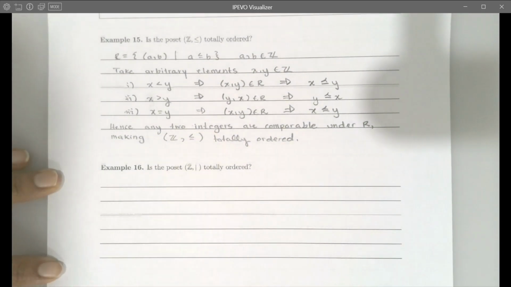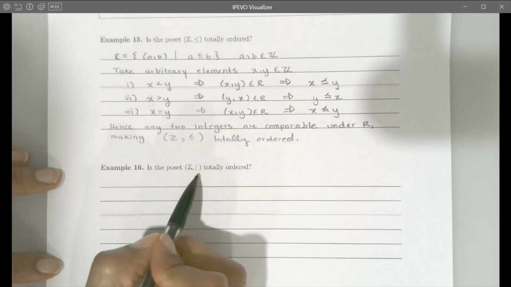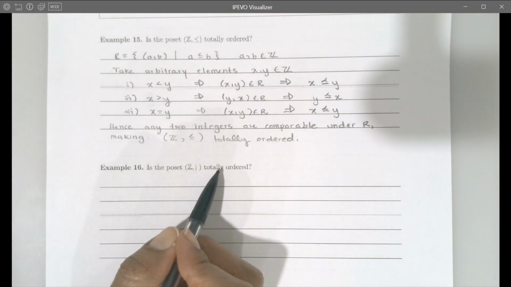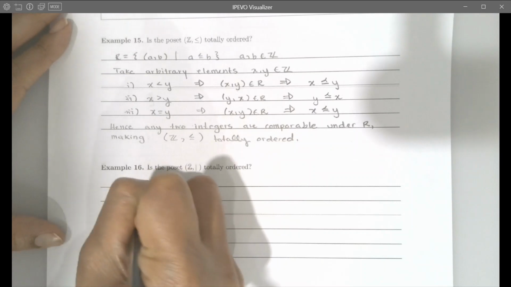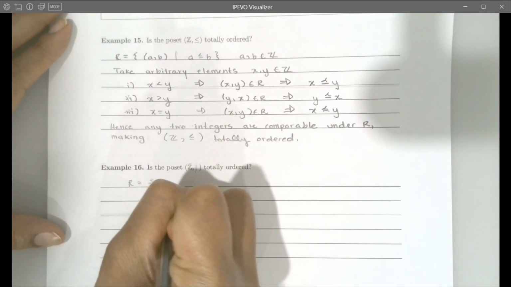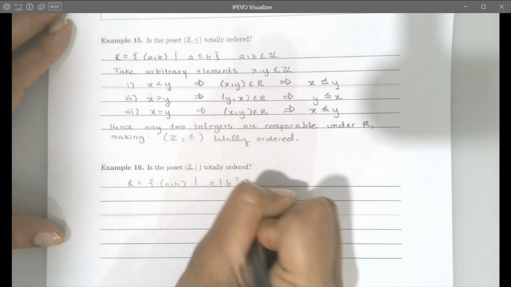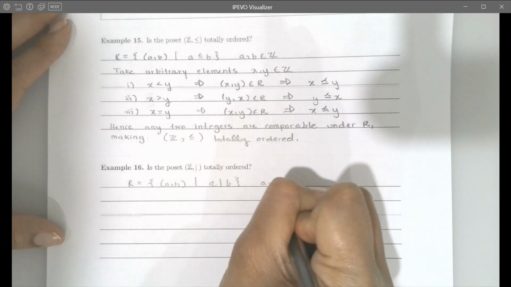Okay, let's take a look at example 16. Is the poset the set of integers with the divides operation totally ordered? Well, again, we've seen this relation before. This is the set of all ordered pairs such that a divides b, where a and b are integers.